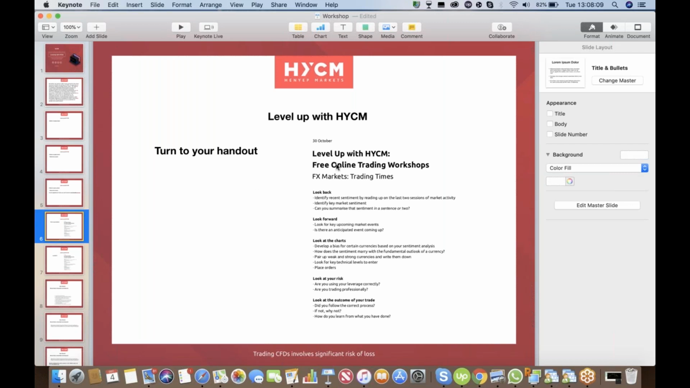So you should have all turned to your handout by now. And if you've just joined us, don't forget that the handout can be found on the GoToWebinar control panel on the right-hand side of the panel. It says handouts 1 of 5, and it says workshop guide 3rd of December. Just click on that, and then your workshop guide will come up like this.